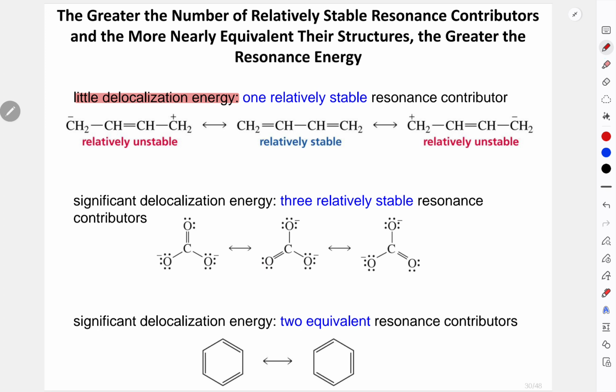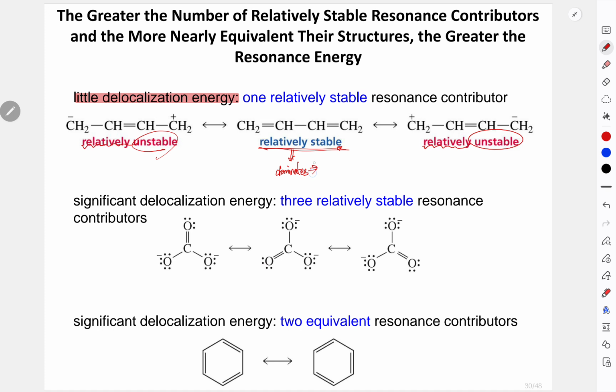So if you think about the resonance hybrid from these three different resonance contributors, of course the center form will dominate the degree to which it forms the resonance hybrid. There will be no or very small delocalization energy. What about the bottom case?